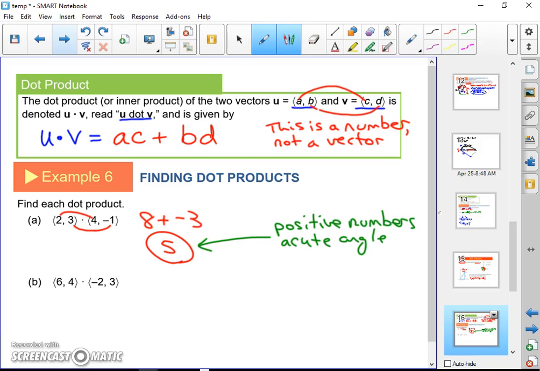So is anybody ahead of me and already done the next one? What did you get? 0. Good. You have 6 times negative 2 is negative 12, plus 4 times 3 is 12. You've got a dot product of 0. Okay? 0. That's an important one.